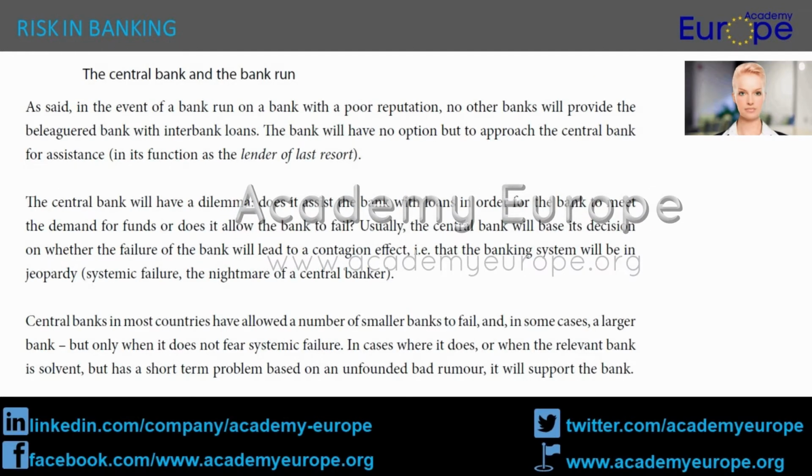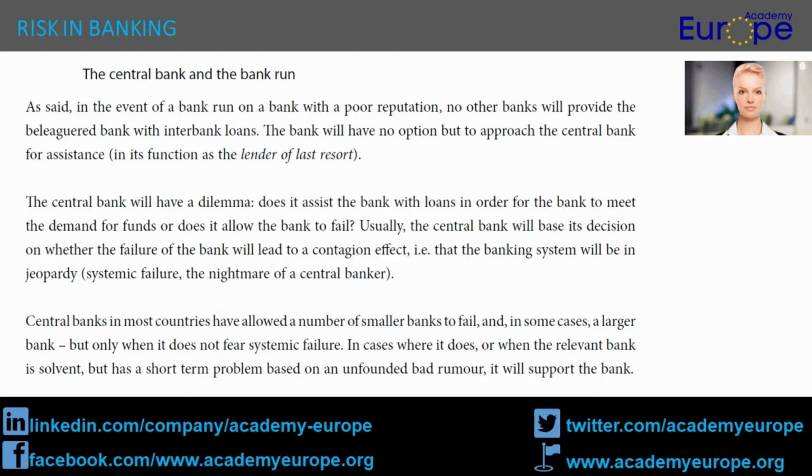The central bank and the bank run. As said, in the event of a bank run on a bank with a poor reputation, no other banks will provide the beleaguered bank with interbank loans. The bank will have no option but to approach the central bank for assistance, in its function as the lender of last resort. The central bank will have a dilemma: does it assist the bank with loans in order for the bank to meet the demand for funds, or does it allow the bank to fail? Usually, the central bank will base its decision on whether the failure of the bank will lead to a contagion effect, i.e. that the banking system will be in jeopardy, systemic failure, the nightmare of a central banker.